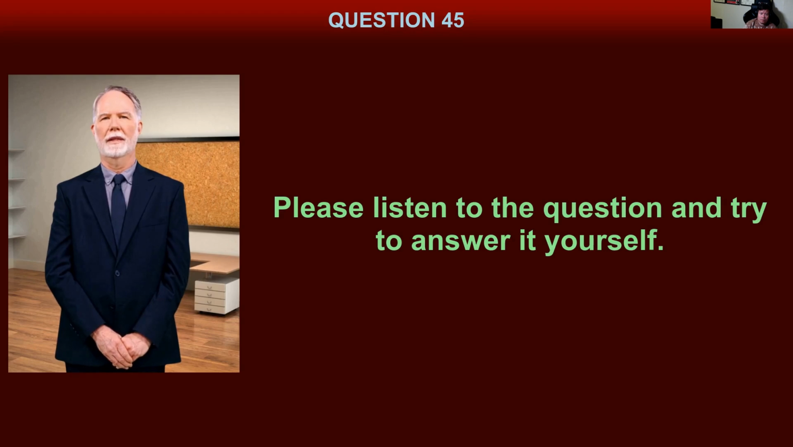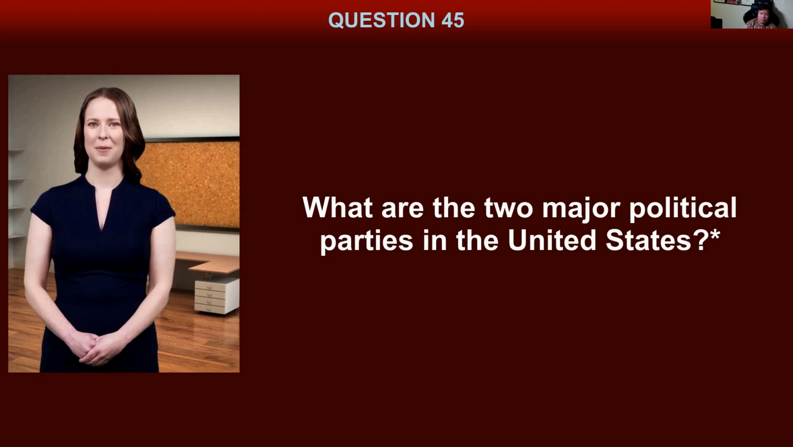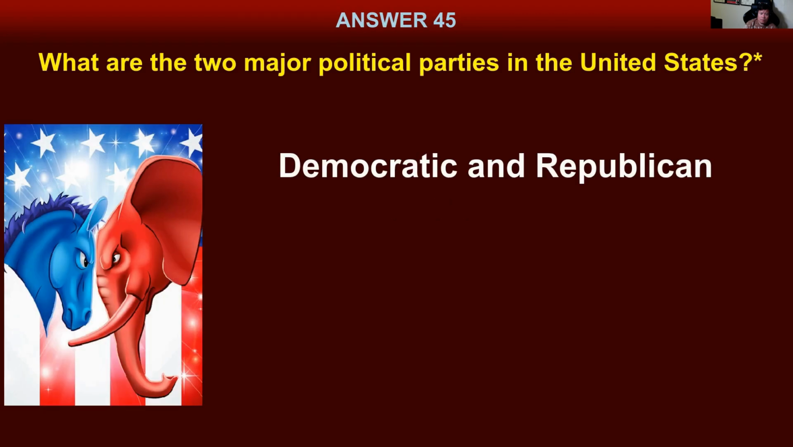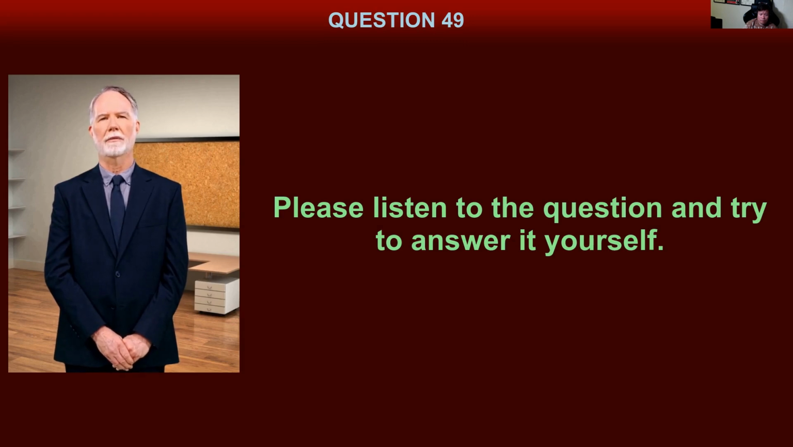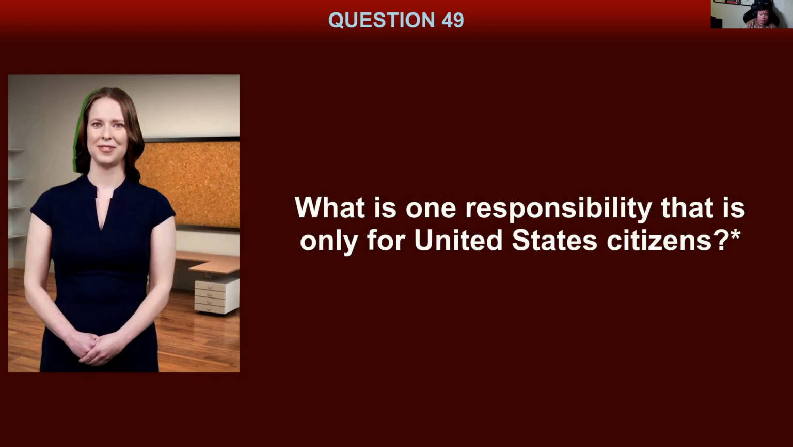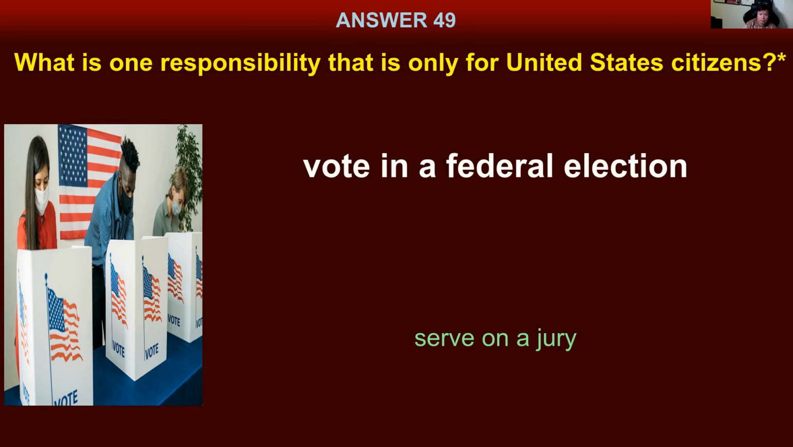What are the two major political parties in the United States? Democratic and Republican. What is one responsibility that is only for United States citizens? Vote in a federal election.